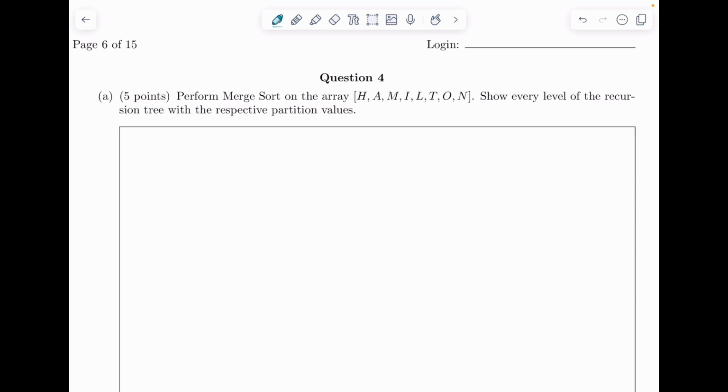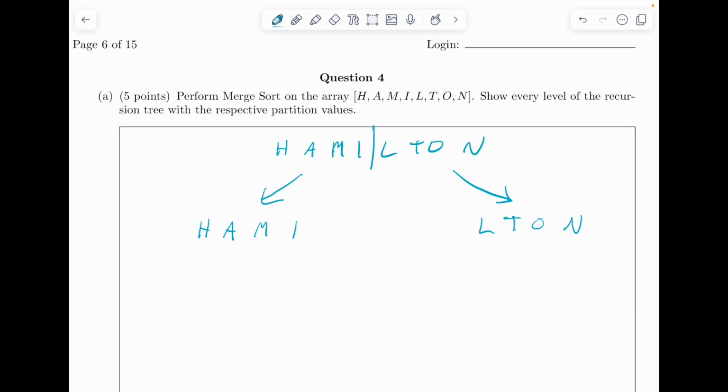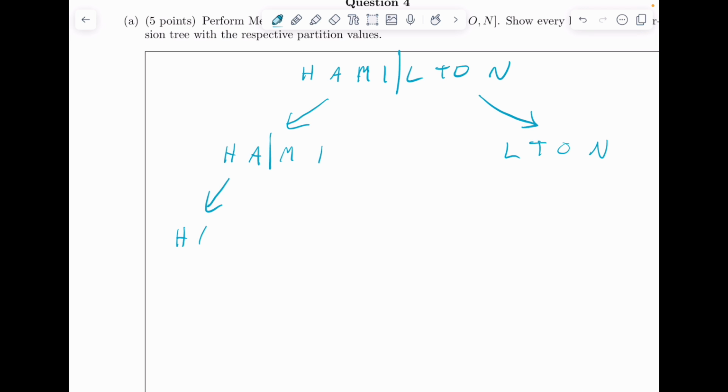So let's start off by writing out the whole thing. Hamilton. How merge sort works is you keep splitting in half until you only have 1 character remaining. So let's first split it in half. On one side we now have HAMI, and on the other is LTON. Now I do it again for both. On the left we have HA, on the right we have MI, and then we do the same over here. We now have LT and ON.